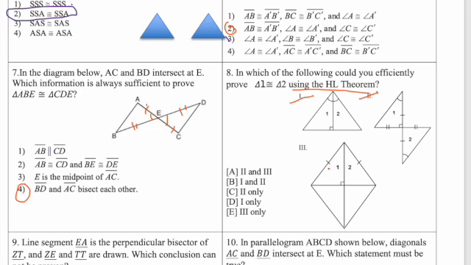Now this one has a hypotenuse congruent, and you don't see the leg, but we know the reflexive property. So this leg is congruent to itself. So we have a leg and a hypotenuse, in a right triangle. So your answer is 3 only.